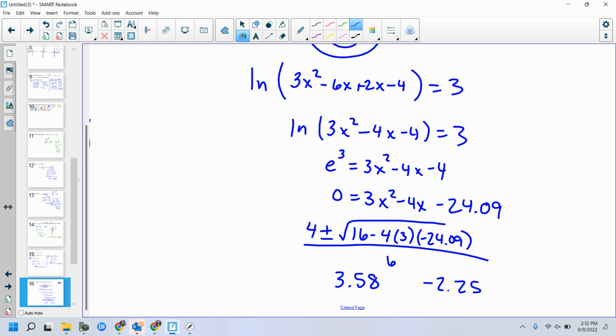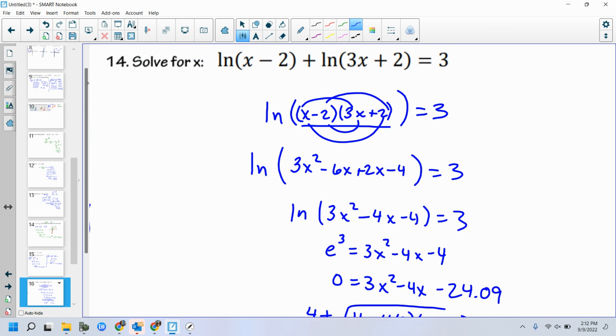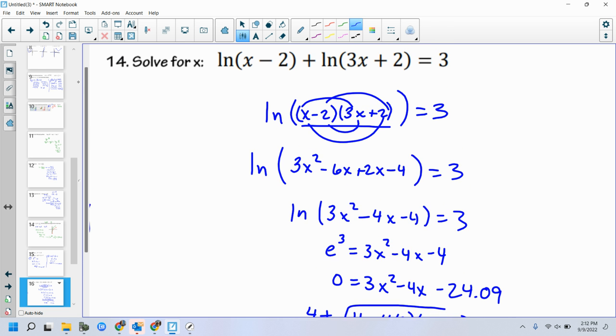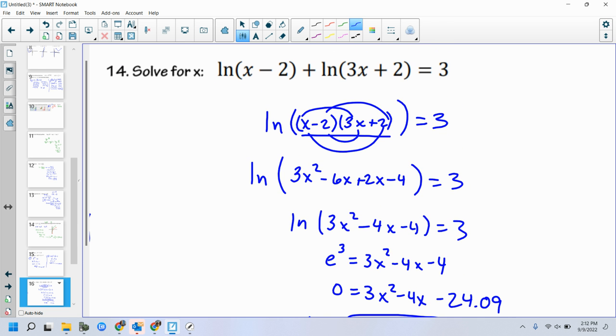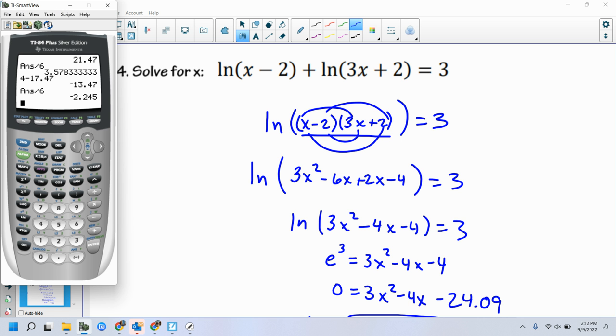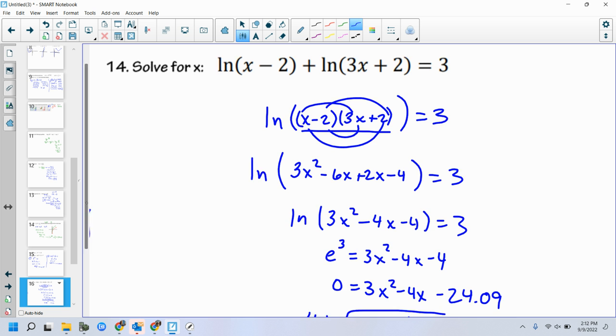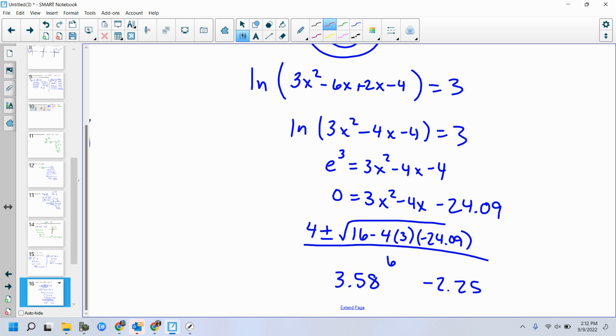I'm looking for the x values, right? I would be really happy if we got there, but could I possibly have a negative 2.25 as my x value? Take a look up here. If I plugged in a negative 2.25, can I take ln of negative 2.25 minus 2? No, I cannot. It's a non-real answer. So actually, this is what we would call back in Algebra 2 an extraneous solution. So my only solution is the 3.58.